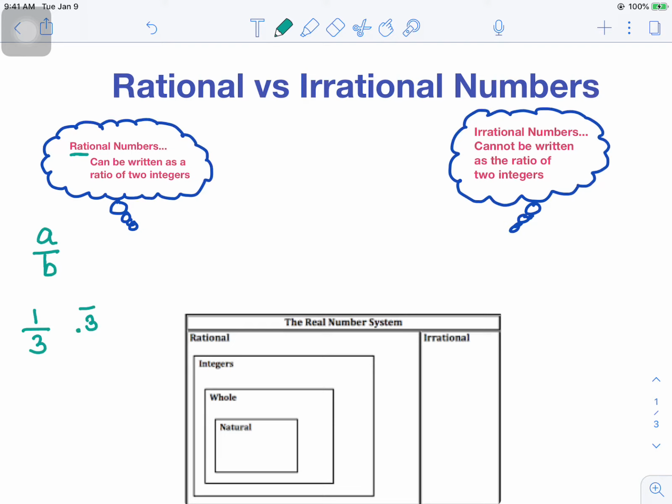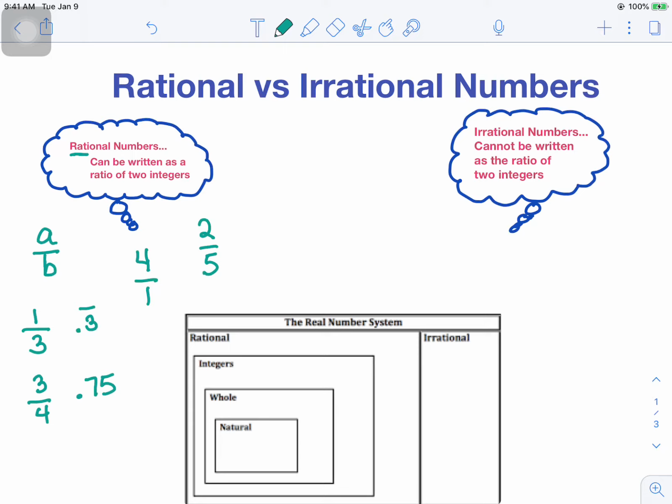It doesn't terminate, but it has a pattern. Or it ends, like for example, 3/4 is a fraction. If we write it as a decimal, it's 0.75. It terminates. It ends. So these are rational numbers. 4 is a rational number because I can write it as a fraction. I can put it over 1. 2/5 is a rational number.